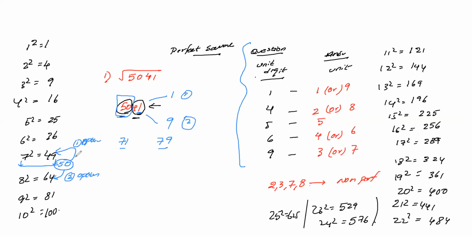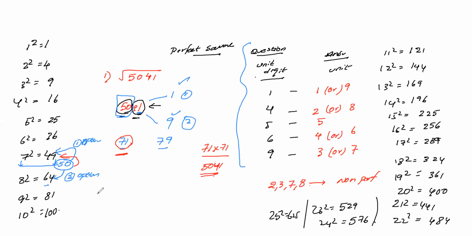Remember this. If 50 is closer to 49, it is the first option. If 50 is closer to 64, I have to take the second option. Let's see. 50 is close to 49, so the answer is the first option, which is 71. If you want, you can check it in your calculator. Multiply 71 times 71, and you'll get 5041.